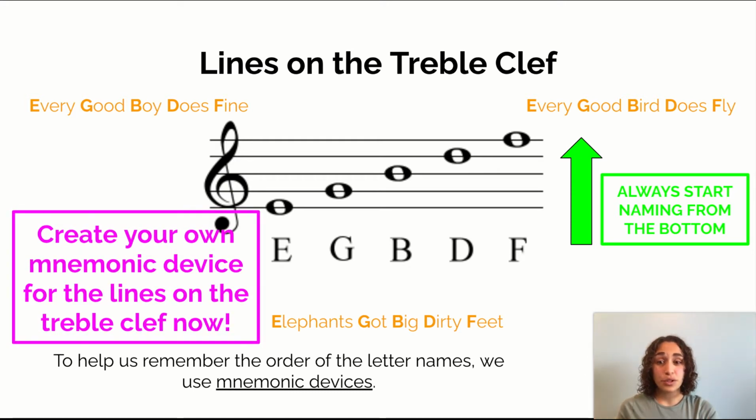Now it's time for you to create your own mnemonic device for the lines on the treble clef. You want to pick 5 words that start with the letters E, G, B, D, and F. You're going to go ahead and put it in now into the Edpuzzle.